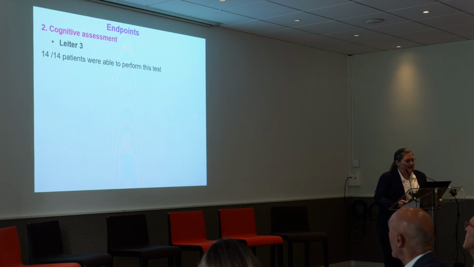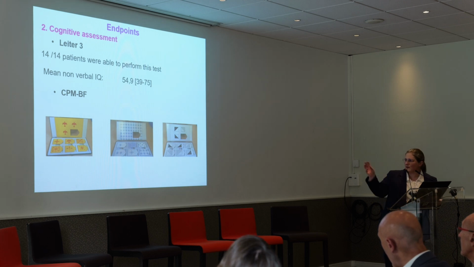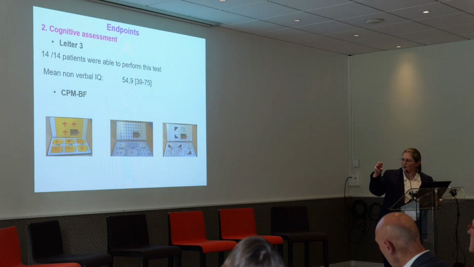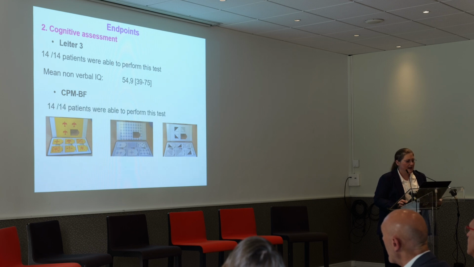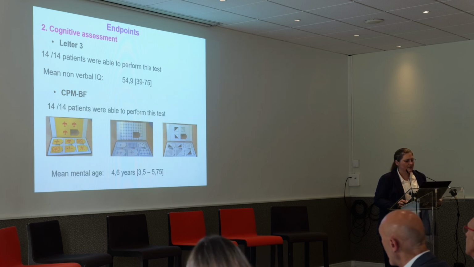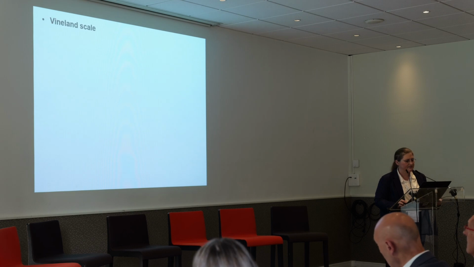Then I already told you about the Leiter. So all patients were able to have an IQ, and you can see that it went from 39 to 75. They were also able to perform the progressive matrices, but using this little uncastrable way. So it's like a puzzle, and you have to fit, and you can try several times to find the right option. So the mean mental age was 4.5 years. It's important because it's the measurement that we use to match with the LC controls.